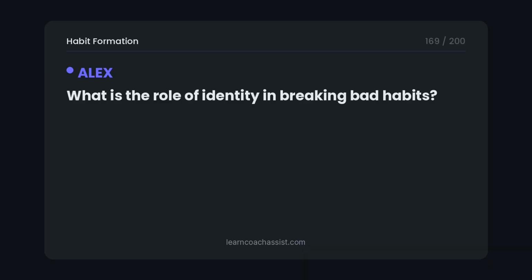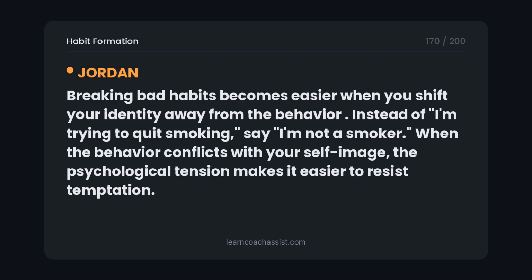What is the role of identity in breaking bad habits? Breaking bad habits becomes easier when you shift your identity away from the behavior.